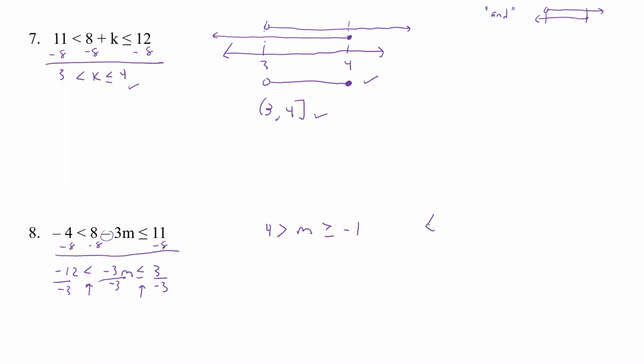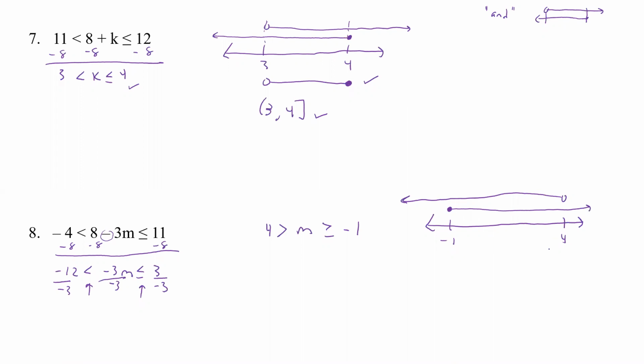All right, so now let's see, what do we have here? We have, this is our 4, this is our negative 1. So here it says m is less than 4. So it's going to be an open circle going that direction. And this one says m is greater than or equal to a negative 1. So we'll have a closed circle going that direction.